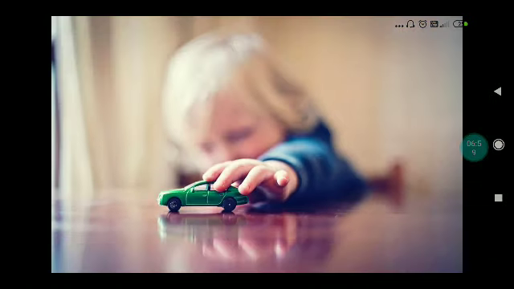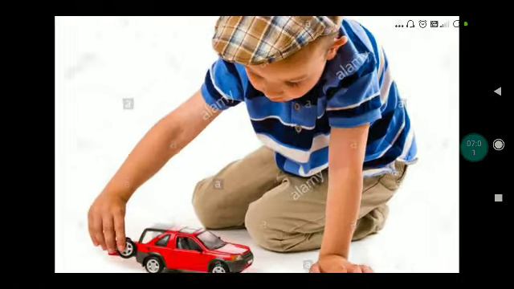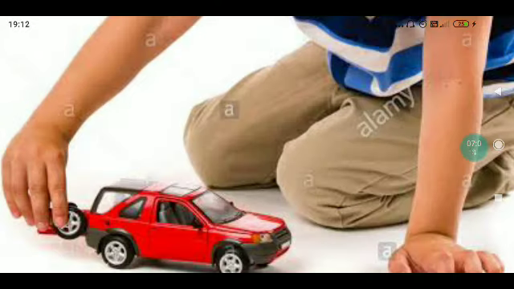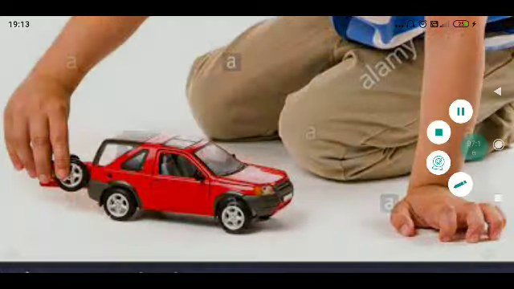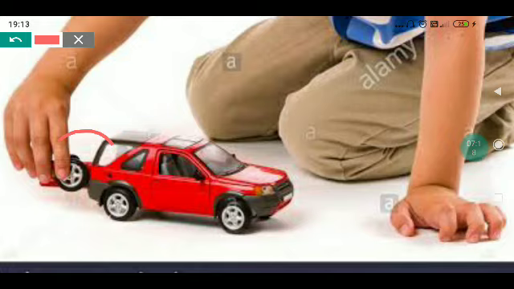Now, moving on with the same example of the toy car, I'll just zoom in so it's a bit more clear. In this image, the child is playing with a model SUV, which appears to have functional wheels as well as functional doors that open separately. Now, in this image, you can see that the child is playing with specifically the door of the car, meaning he's understood that there is a component of it which opens and closes.